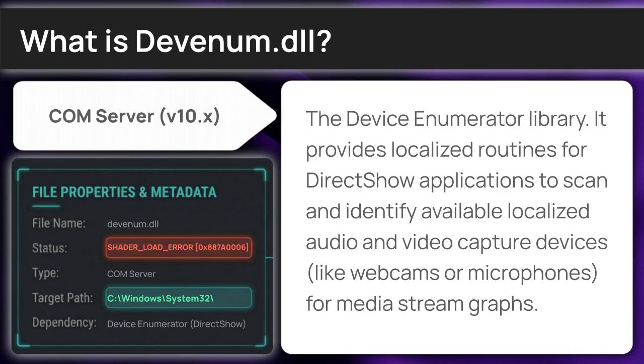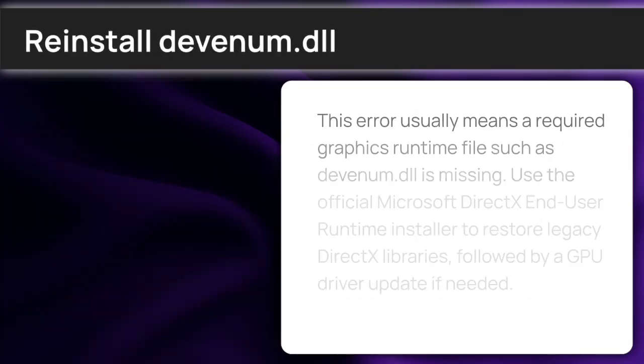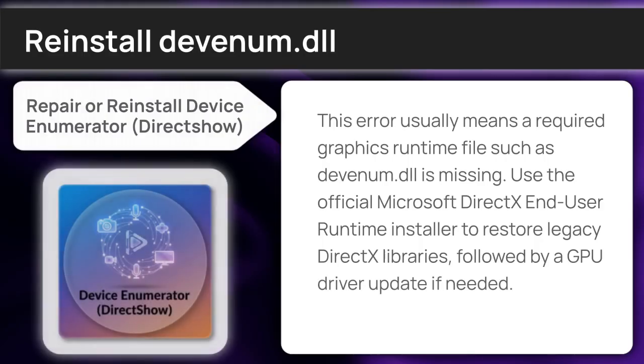Now that the background is clear, let's walk through the actual installation steps. This error usually means a required graphics runtime file such as Devenum Library DLL is missing. Use the official Microsoft DirectX end-user runtime installer to restore legacy DirectX libraries, followed by a GPU driver update if needed.